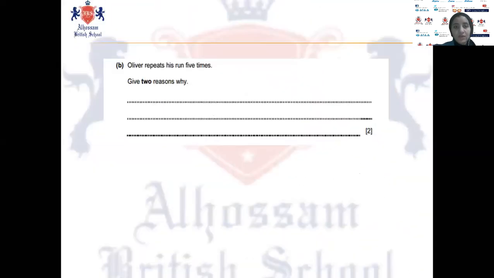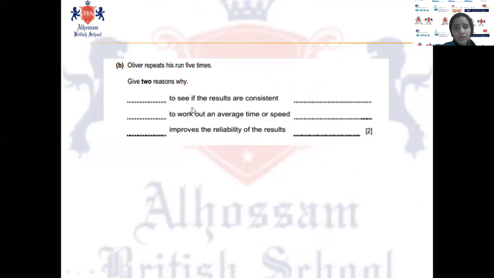Oliver repeats his run five times. Give two reasons why. To check his answer. Excellent. And the other reason, to make it a fair test. Okay, to check the results or to improve the reliability of the results. Or, for example, he will take the average after finishing the five times, because each time his speed will change. So at the end he will take the average. Thank you, Hashim, very much.